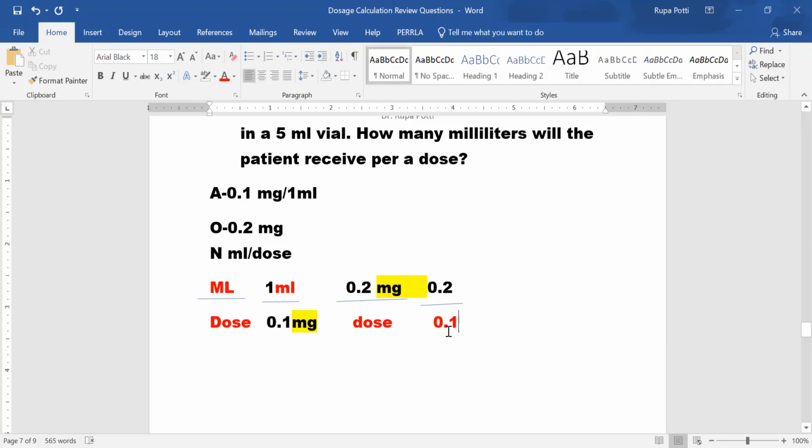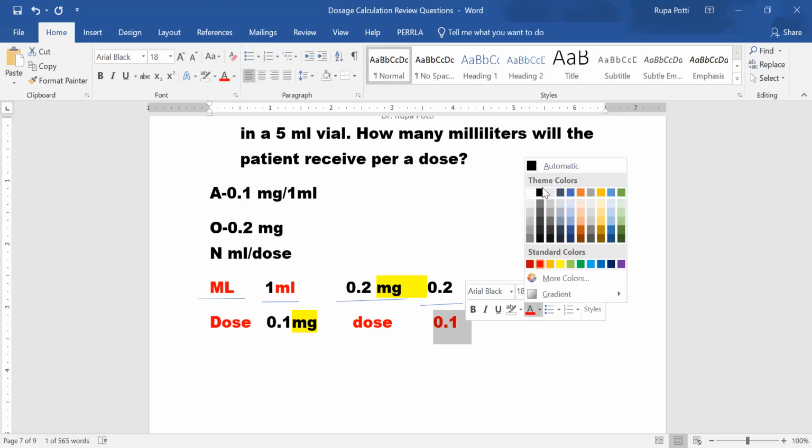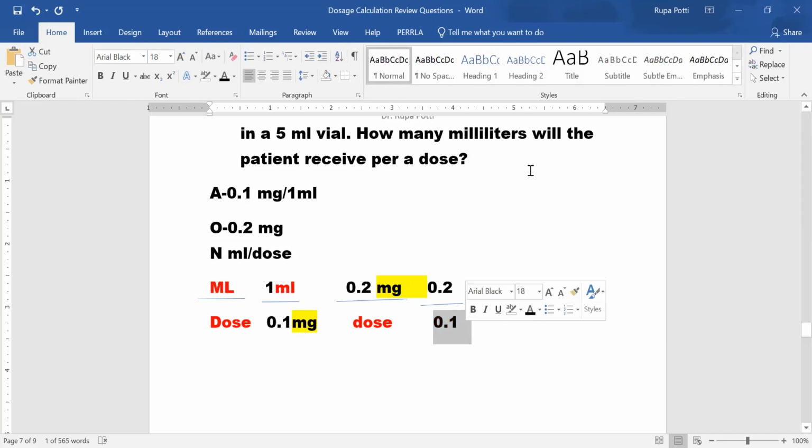0.1. So when I do that division, all I will be having is 2 mL. So it is 2 mL per dose, right? So now this is my answer.